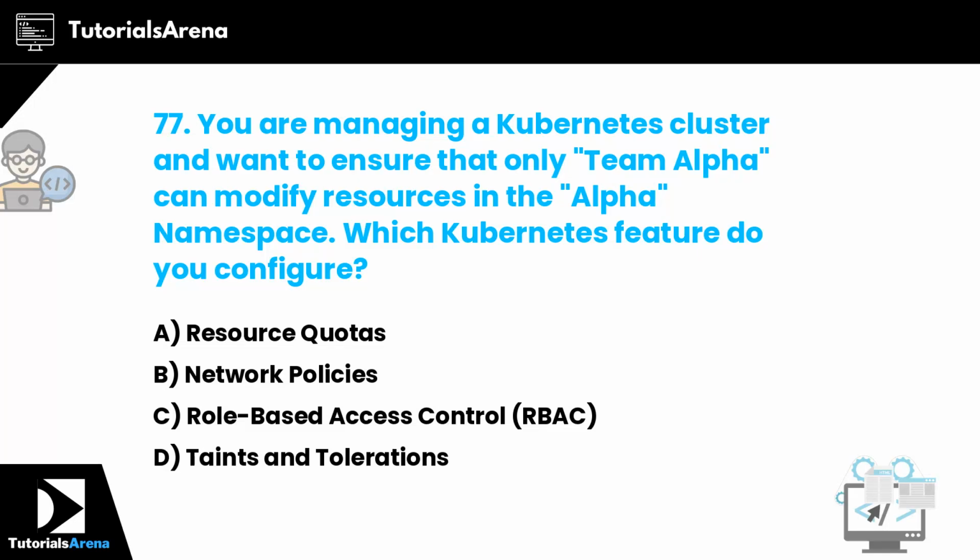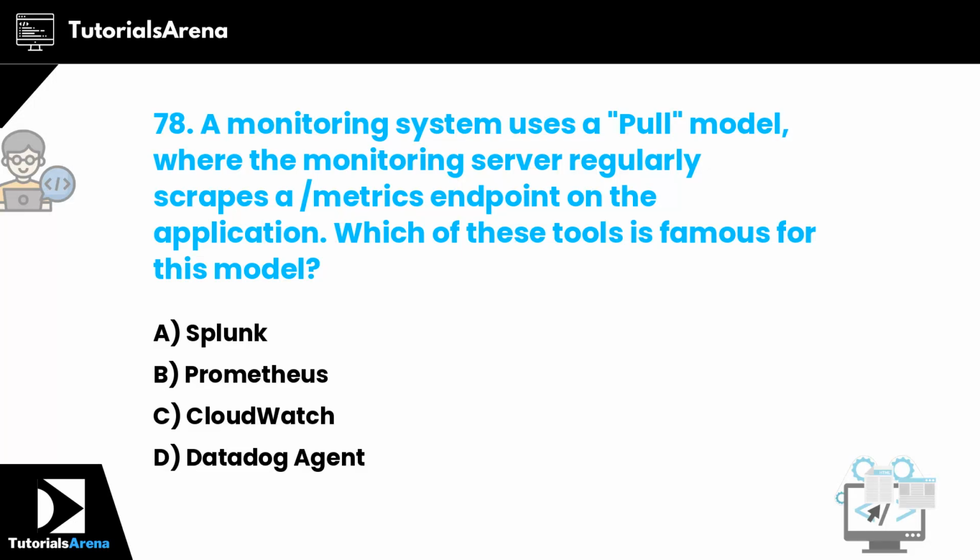77. You are managing a Kubernetes cluster and want to ensure that only Team Alpha can modify resources in the Alpha namespace. Which Kubernetes feature do you configure? Answer is C, role-based access control, RBAC. 78. A monitoring system uses a pull model where the monitoring server regularly scrapes a /metrics endpoint on the application. Which of these tools is famous for this model? Answer is B, Prometheus.